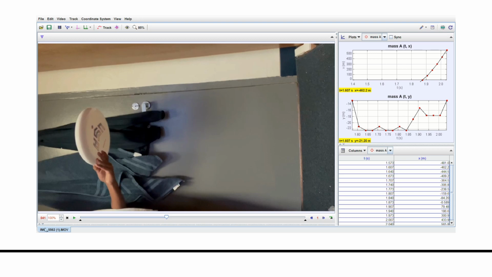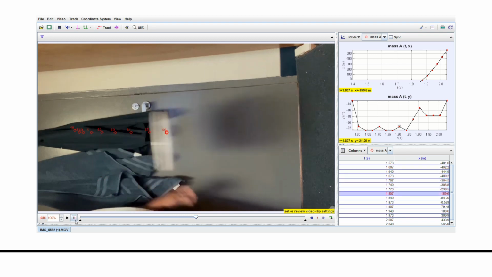So shown here is the tracker video analyzing the motion of the frisbee as it falls to the ground.